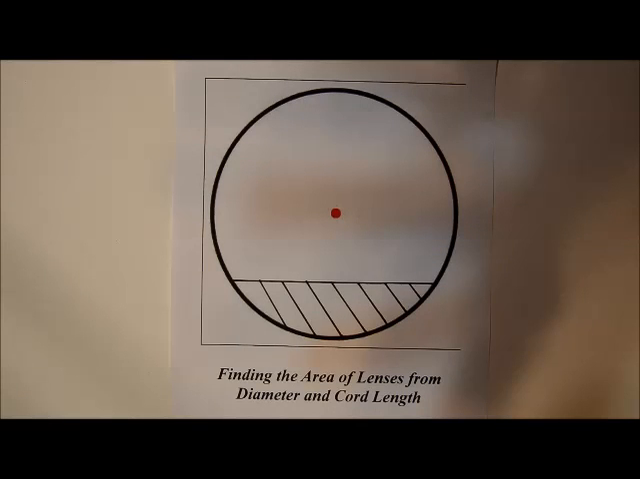Finding the area of lenses from diameter and chord length by Britton Stamps. Example problem. A circle has a diameter of 10 centimeters and a chord with the length of 8 centimeters. What is the area of the lens created by the chord? I will be working through this problem for the remainder of the video. I will be using a 5-step process that will effectively find us the area of the lens.